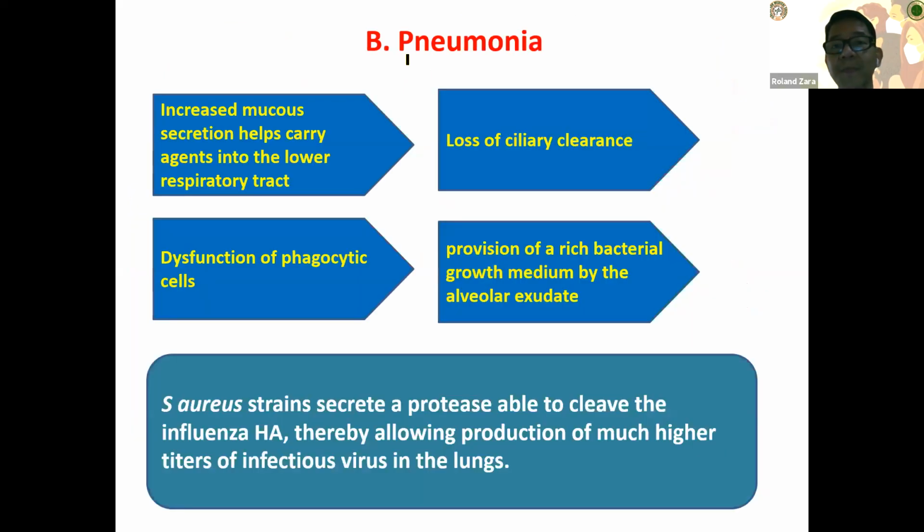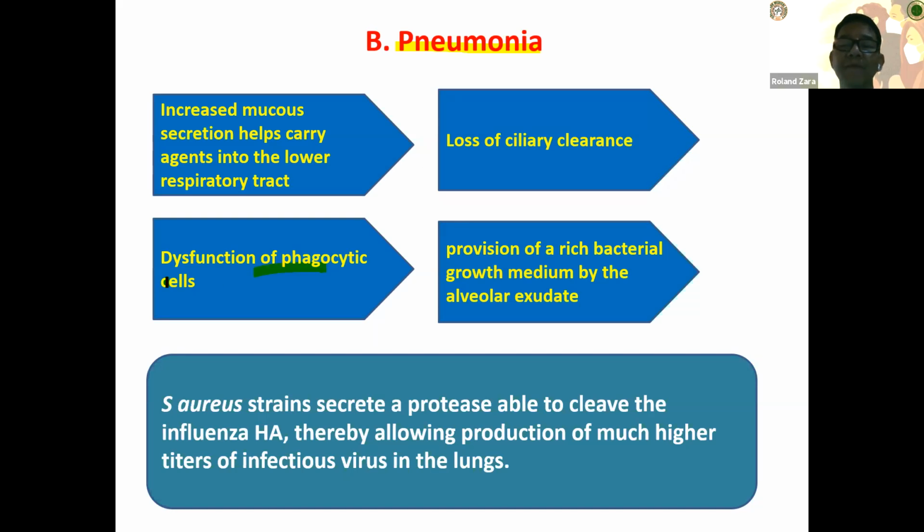But what happens if the patient suffered from influenza pneumonia or viral pneumonia? There will be an increased mucus secretion which helps carry agents into the lower respiratory tract. So by gravity, the mucus goes down to the lower respiratory tract, causing your pneumonia. There will also be dysfunction of the phagocytic cells.